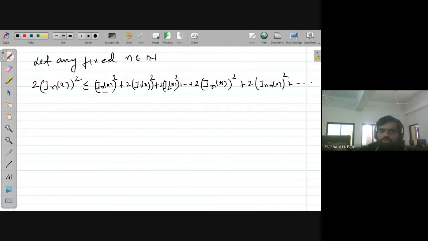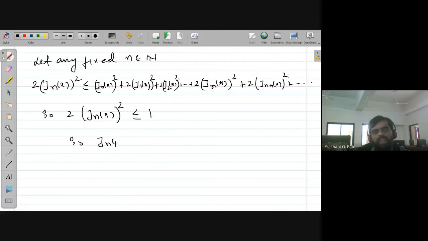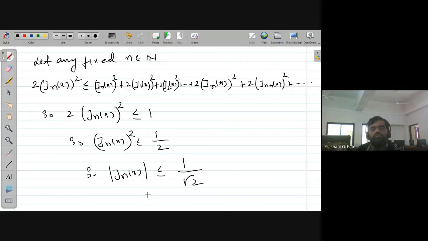So definitely this side will be bigger than this one. But we have proved that this side is 1. So I can say that therefore 2 times Jn of x whole square is less than or equal to 1, and so Jn x whole square is less than or equal to 1 by 2. And so the mod of Jn of x is less than or equal to 1 by root 2 for any x, for any n. So this Bessel's function, if n is an integer, is a bounded function, which we have actually proved here.